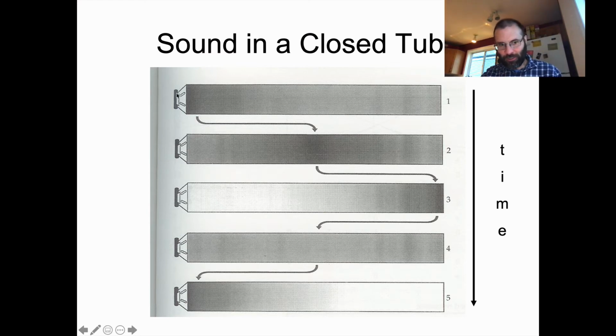If this loudspeaker pushes a pulse of air, a high pressure pulse, through the tube, it travels down the length of the tube. This is time going in this direction: time 1, time 2, time 3. This pressure pulse will be a traveling wave for a while until it gets to the far end, and then it bounces and starts coming back in the opposite direction. The maybe not totally intuitive thing to pay attention to is that when you push this high pressure pulse down the length of the tube, what forms behind it is a rarefaction.